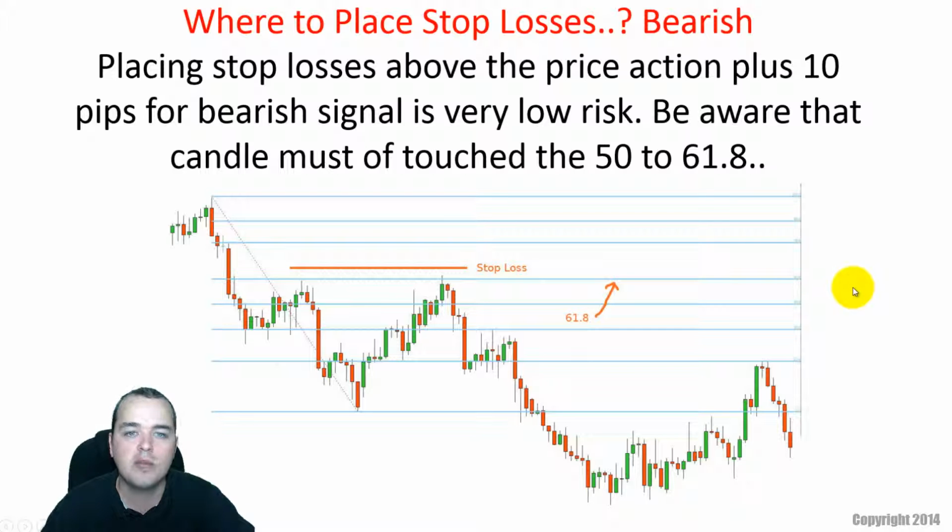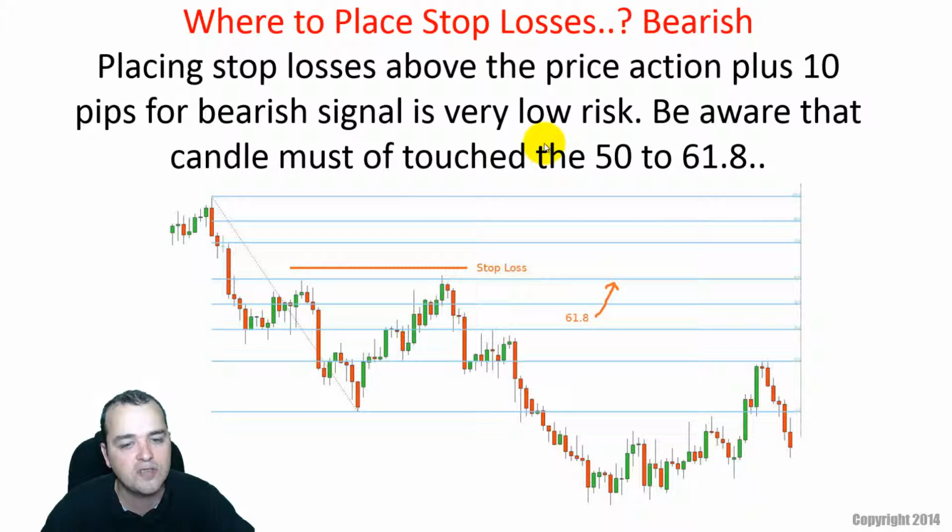Now you're probably wondering where to place stop losses. Now we went over that in the video parts. However, let's go over it quickly again. And there are a number of ways of doing this. The most recommended way that I recommend is placing the stop losses above the price action plus 10 pips for a bearish signal. And this is very low risk. Be aware that the candle must have, of course, touched the 50 to 61.8 first.